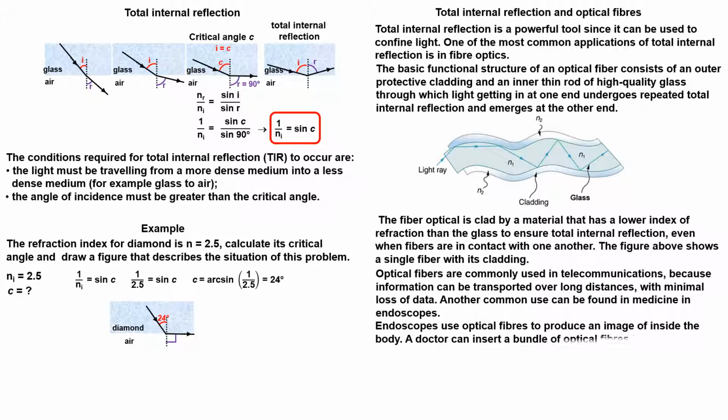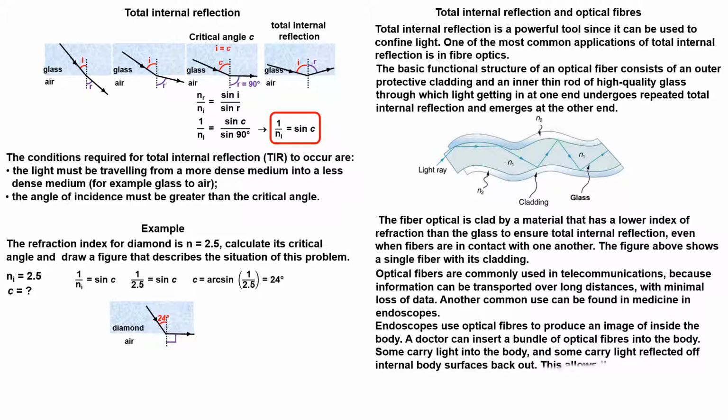A doctor can insert a bundle of optical fibers into the body. Some carry light into the body and some carry light reflected off internal body surfaces back out. This allows the doctor to see an image of the inside of the body clearly and helps them diagnose disease.